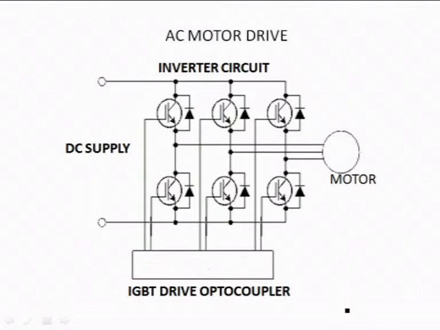So this is another popular application of inverters: AC motor drives, or variable frequency drives, where you want to vary the speed of an induction motor. We use the DC supply, and DC is converted into AC, so we are getting a variable frequency. This is called variable frequency drives. Here we are using IGBT drives, with drive optocouplers. This is a popular application of inverters.